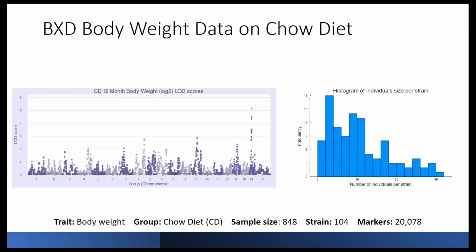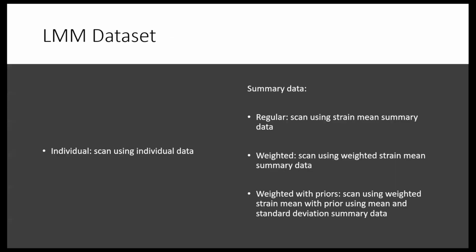When we look at our population and see the histogram of the number of individuals by strain, we can see there is a lot of disparity. For example, we have a few strains with 30 individuals and a lot more with less than 10, or even maybe 5 individuals. So we are going to see how this impacts our analysis.